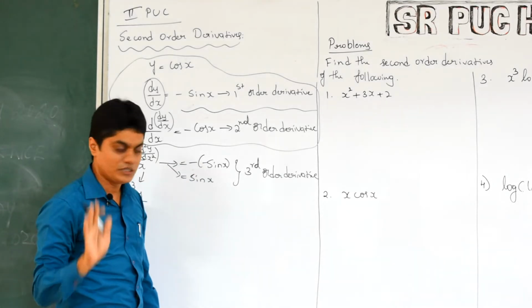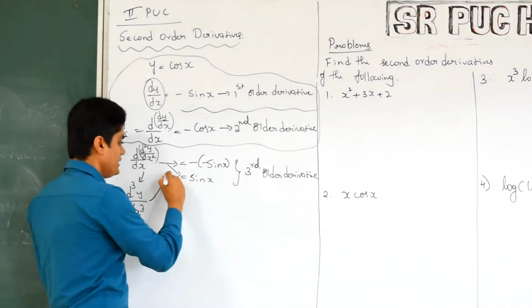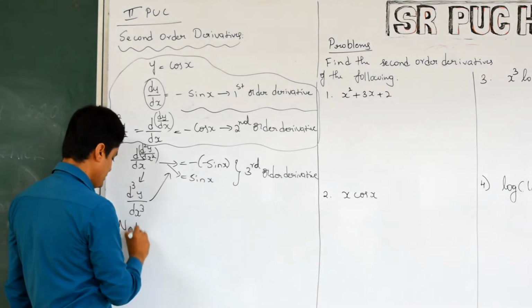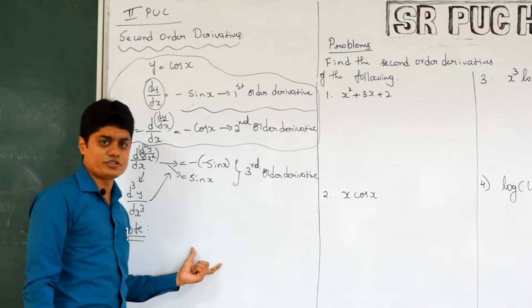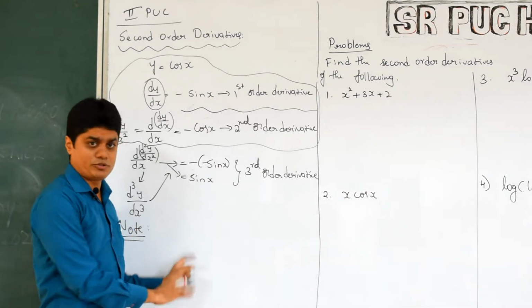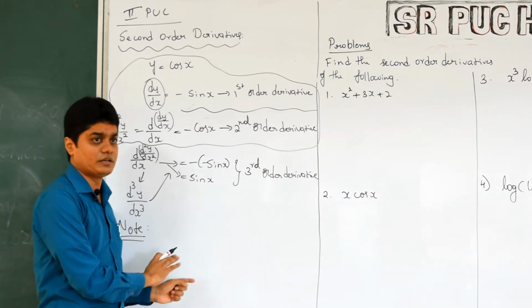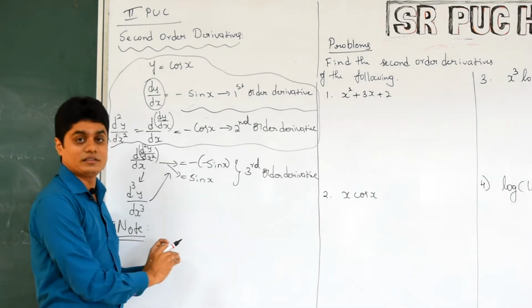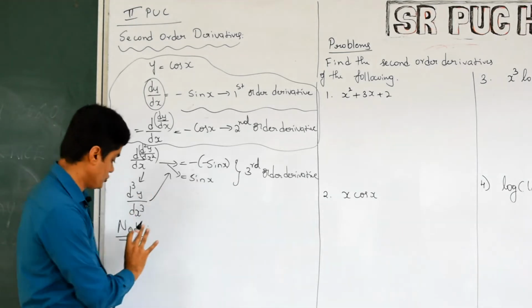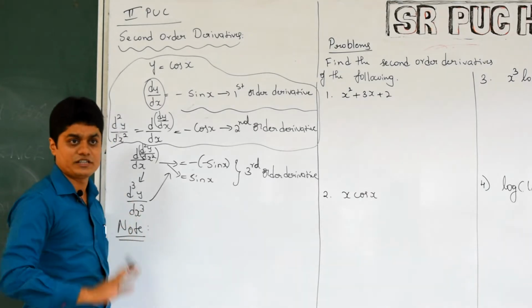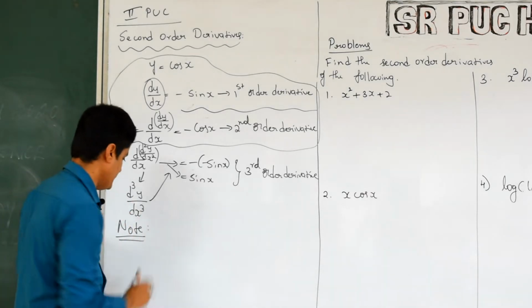I hope you understood. Now I'll give you one notation here. There are many different notations for the second order derivative and first order derivative. Up to now we didn't use them in the previous part of derivatives, but in this topic we are going to use those notations. I'll give you those notations as a note. There is no definition, no theorem, no result.